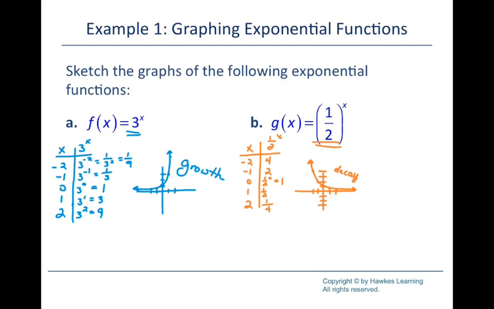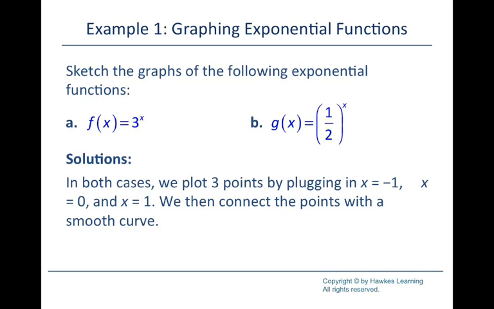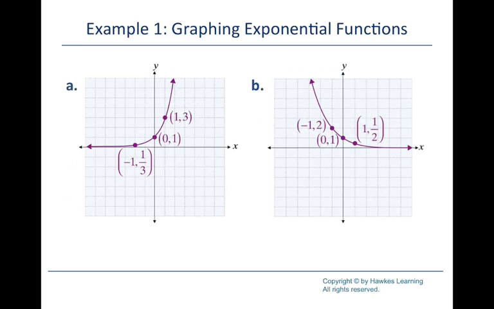Alright, so that's enough about that part of the graphing. I think they're going to show us the graphs. They plotted 5 points. They plugged in -1, 0, and 1 and made a curve. And you can see they got the same curves that we did.